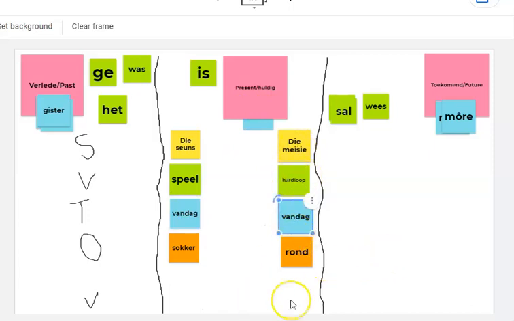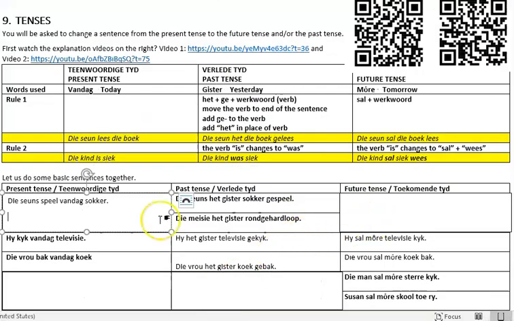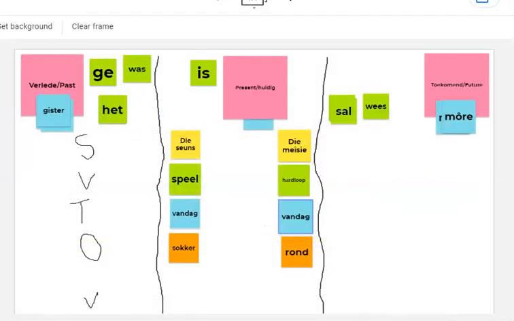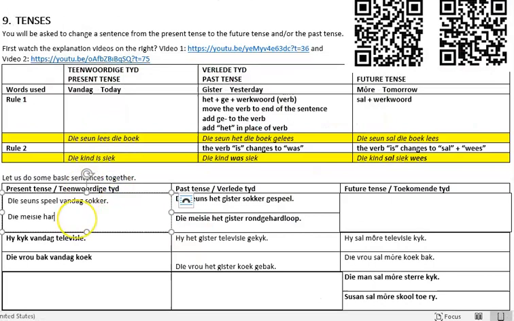Die meisie hardloop vandag rond. Okay, there you go. You did it. So I'm going to just write that one in as well. Die meisie... Sorry, let me just see. Die meisie hardloop vandag rond. I was right. Hardloop vandag rond. There we go. All right.